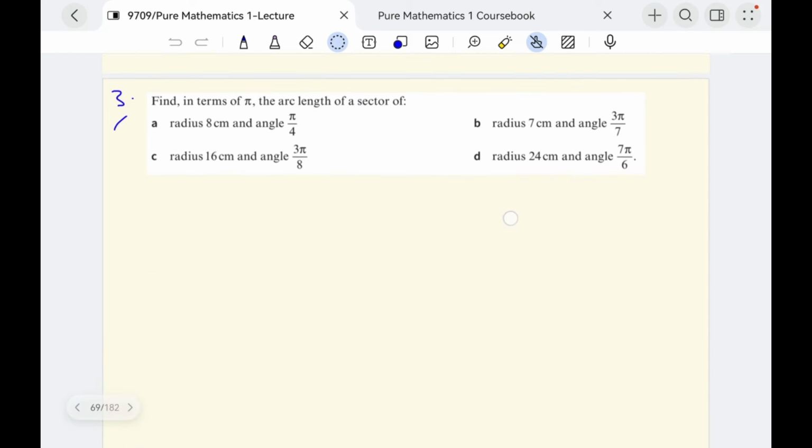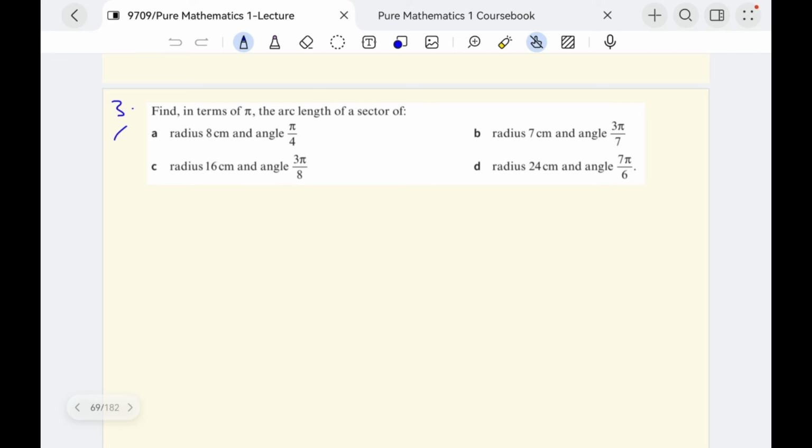Okay, let's take a look at the third question. Find in terms of pi the arc length of the sector. Okay, recall the formula. What is arc length? Arc length is s equals r theta, provided your theta must be in radian. Alright?